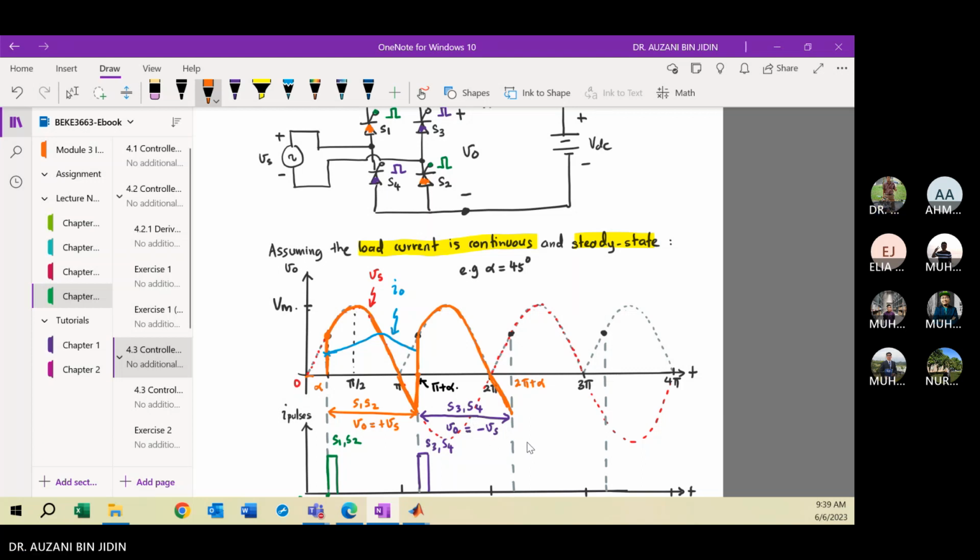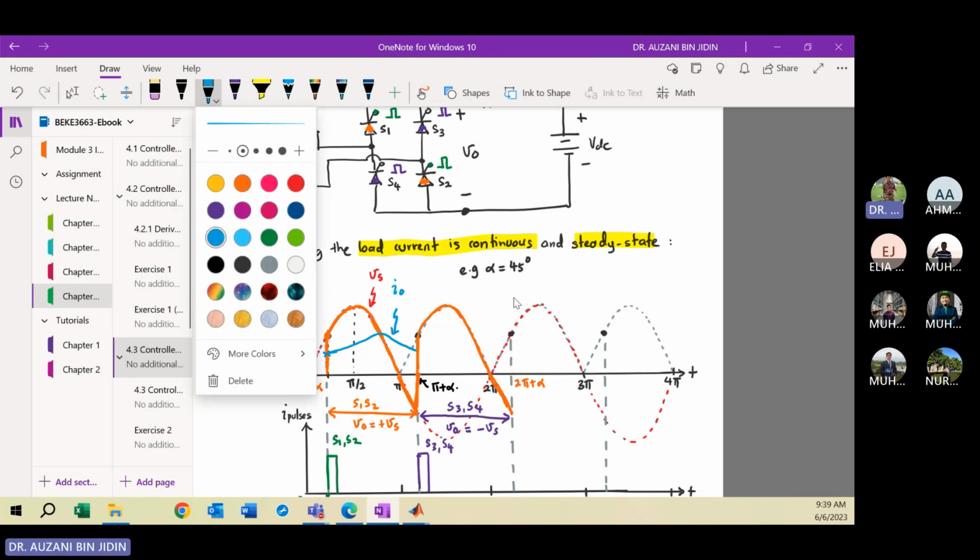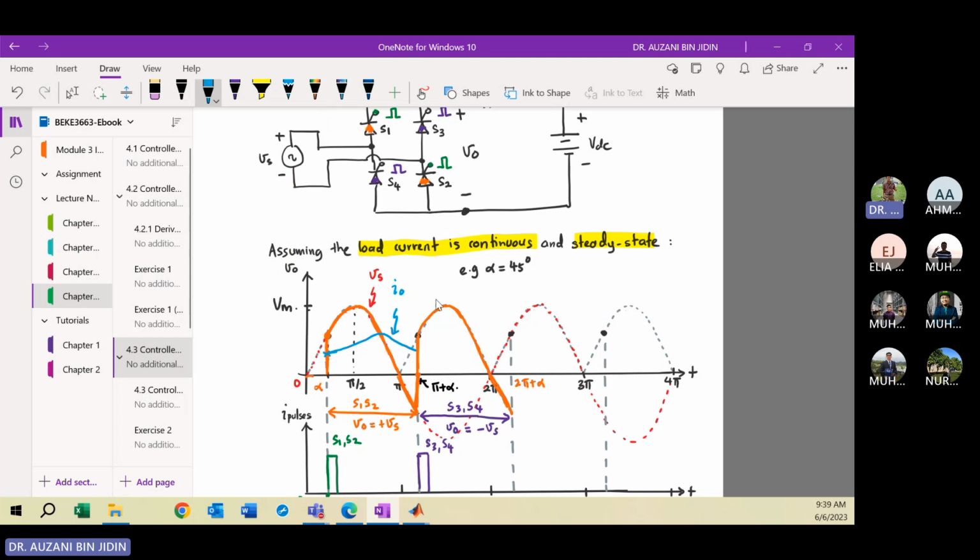Okay, clear? So here your current continuously charges and discharges, in blue color. When S3 and S4 are turned on, your inductor starts to charge and store energy, so your current increases exponentially. When the orange voltage starts to reduce and goes to a negative value, the current will decrease. It goes to here, right?